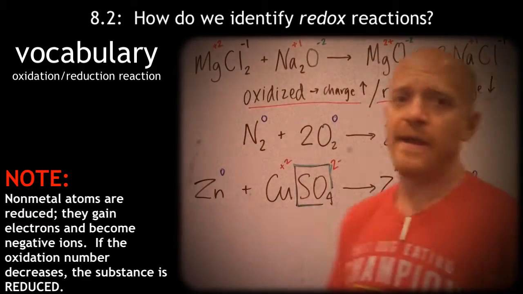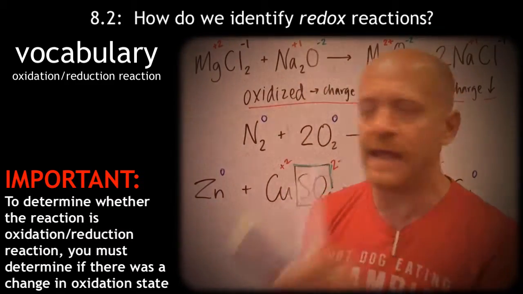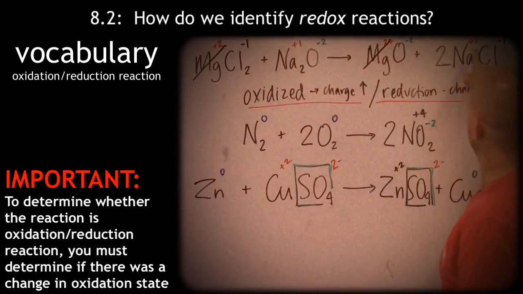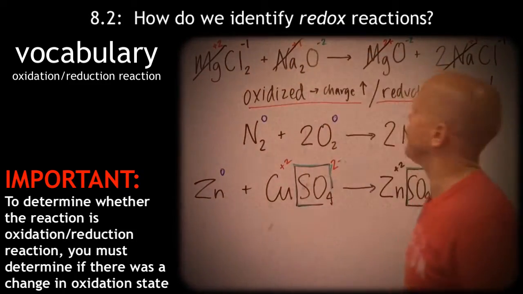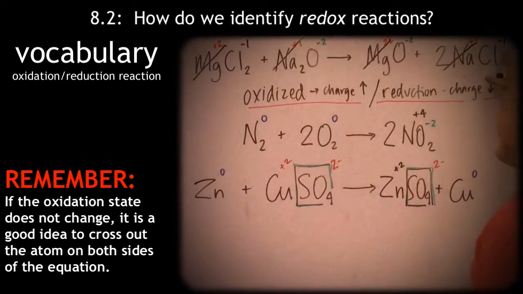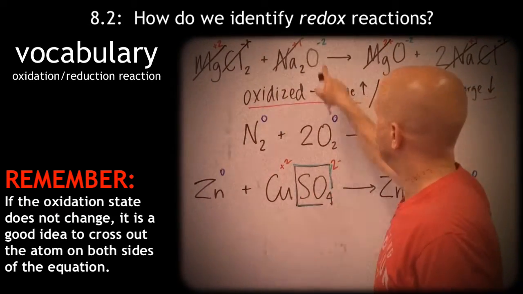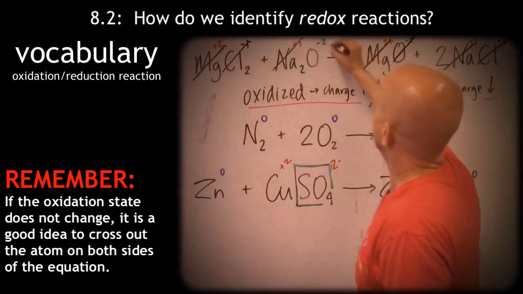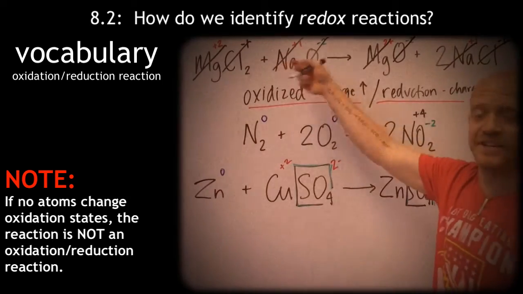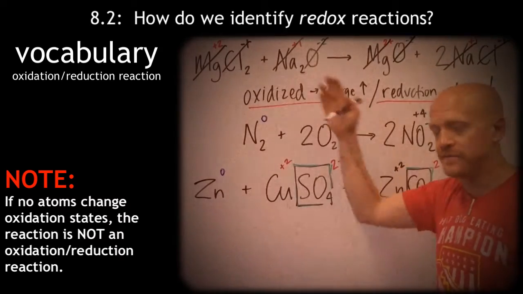Now as we look at this, magnesium, plus 2, plus 2. Nothing happens. Get in the habit of crossing it out. Sodium, plus 1, plus 1. Again, nothing happens. Cross it out. Chlorine, negative 1, negative 1. Nothing happens. Cross it out. Oxygen, negative 2, negative 2. Nothing happens. Cross it out. So this first reaction is not an oxidation-reduction reaction because nothing is oxidized nor reduced.